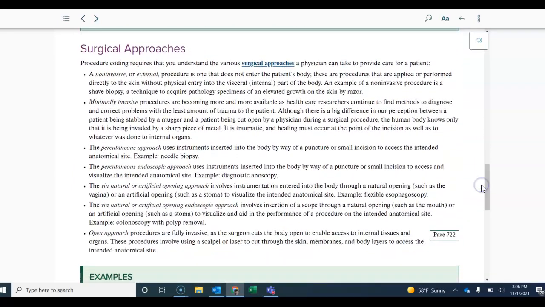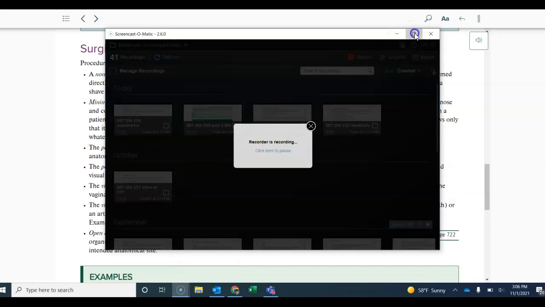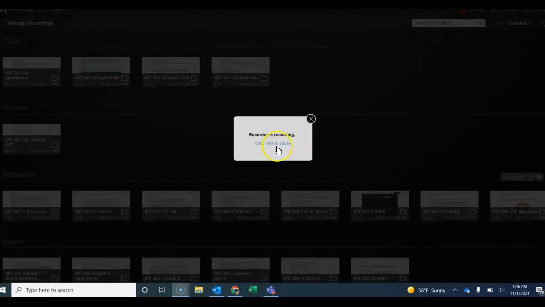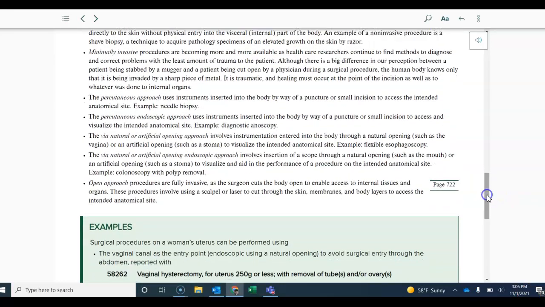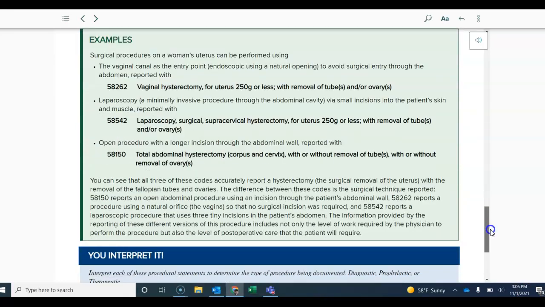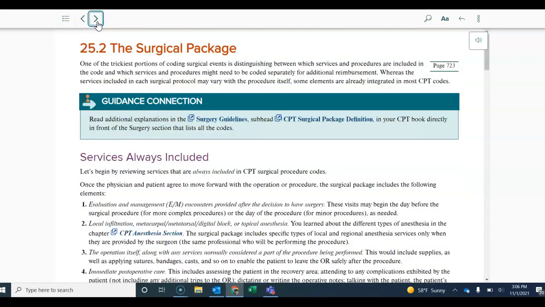So here are some definitions about approaches. Some of your descriptions in your CPT book are going to be about approaches. So make sure you pay attention to these definitions. Okay? All right, and then let's move over to the surgical package.